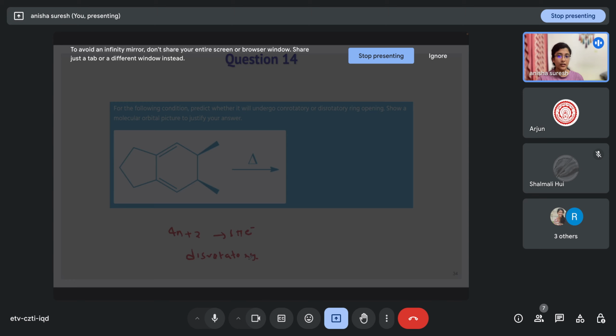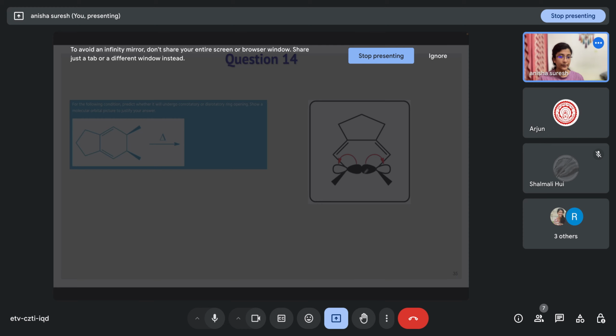So when we have to explain the molecular orbital picture, it is having overlap of the same orbitals. So for opening that, we have to move it in the opposite direction. One should be anti-clockwise, one should be clockwise. So this is disrotation. Clear? Yes, ma'am.